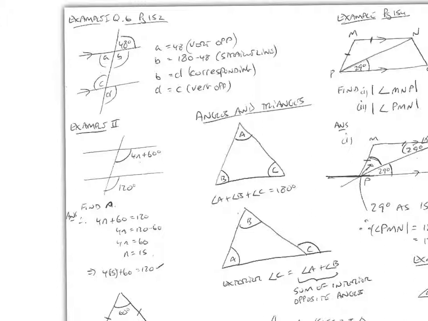So a couple of examples using those rules. We're given two parallel lines and a transversal cutting through them. We're told that A is 48 degrees. This angle is 48 degrees. Find A, B, C, D.